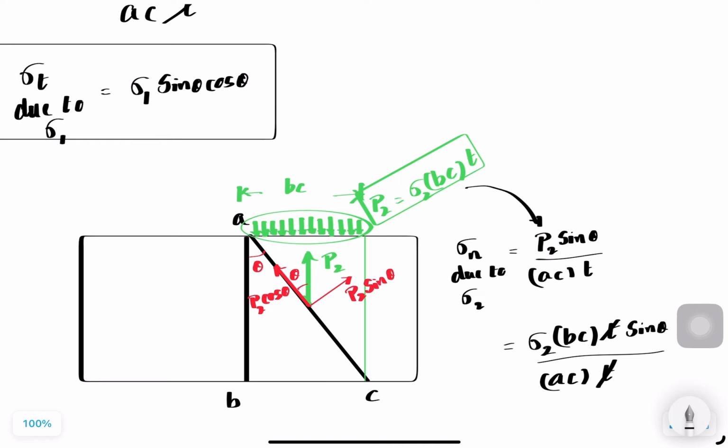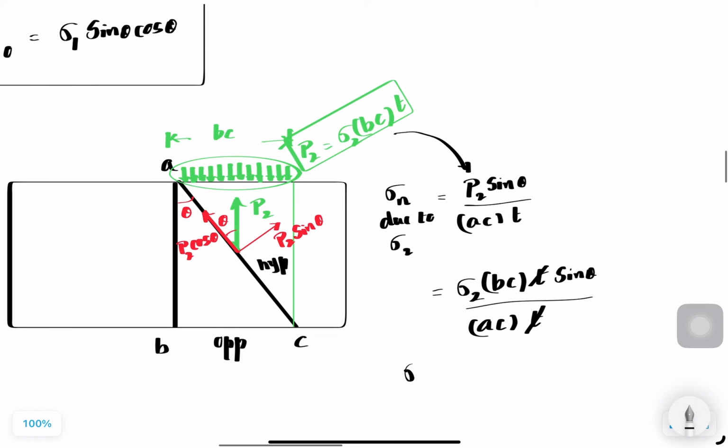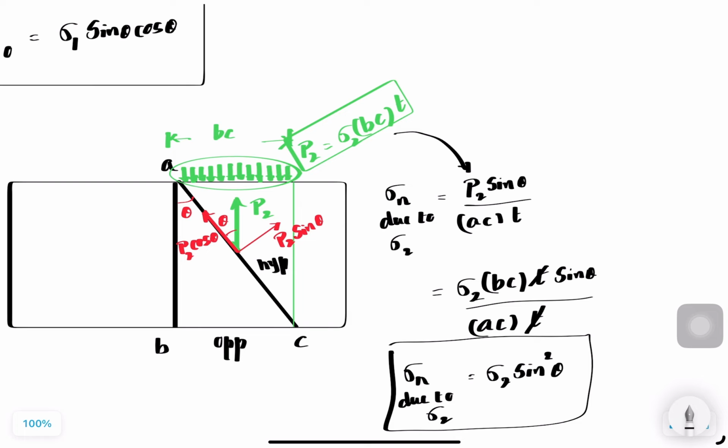So what is BC divided by AC? It is the opposite side, and this is the hypotenuse in this right angle triangle. So opposite by hypotenuse is going to be sine theta. So we can say that sigma n due to sigma 2 is equal to sigma 2 into sine theta into sine theta, which is sigma 2 sine square theta. So that's the expression for the normal stress due to sigma 2 on the inclined plane.